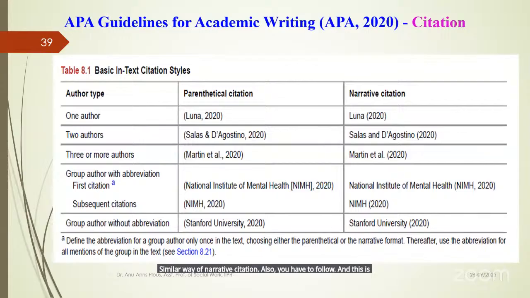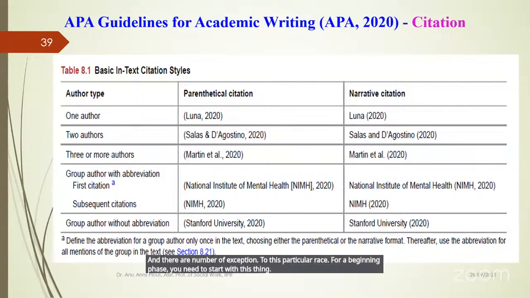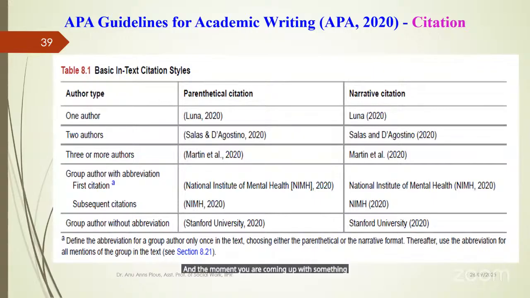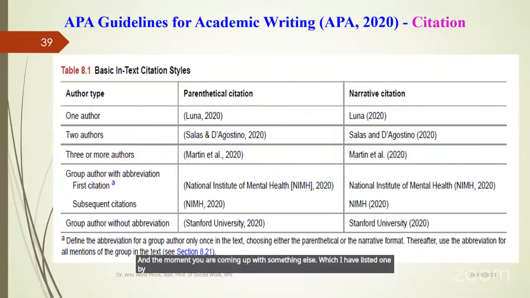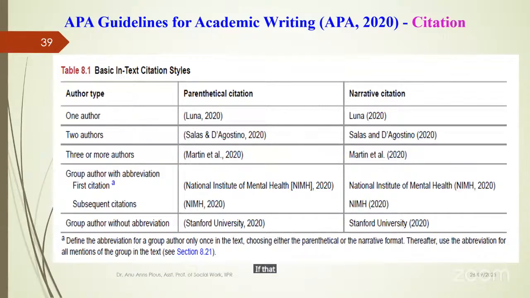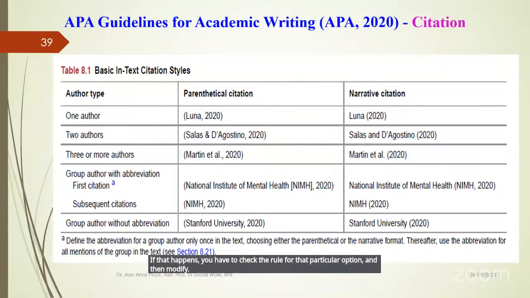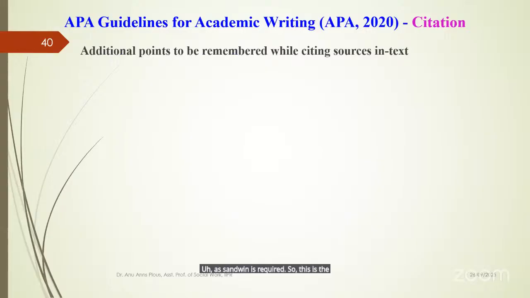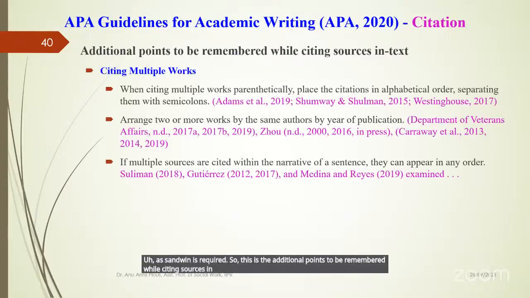This is a very basic rule, and there are a number of exceptions to these rules. For a beginning phase, you need to start with this. And the moment you come across something else, which I have listed one by one in the coming slides, you have to check the rule for that particular option and then modify as and when required. So these are the additional points to be remembered while citing sources in text: when you have multiple sources in one parenthetical or narrative citation. Here, in the first example, suppose this is the information I have taken from 3 different sources.